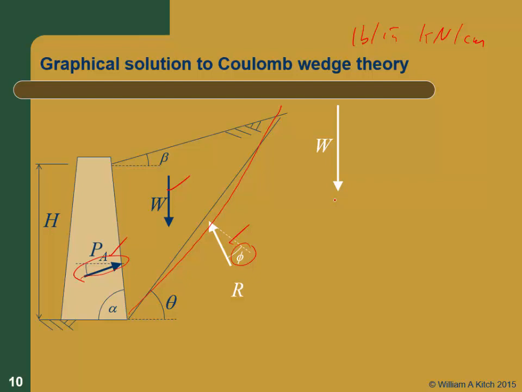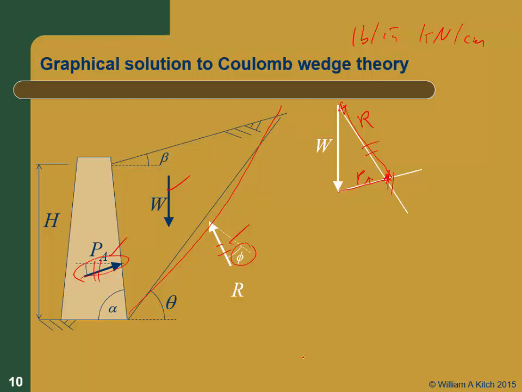I'll just measure the area of that, multiply by gamma. I know the direction of PA, so this line is parallel to this line, and I know the direction of R, so that line's parallel to that line. So where those intersect, this triangle has to add up to 0. So when those add up, this value has to be equal to PA. This value is equal to R. I'm not really that interested in R, but this vector here is equal to R.